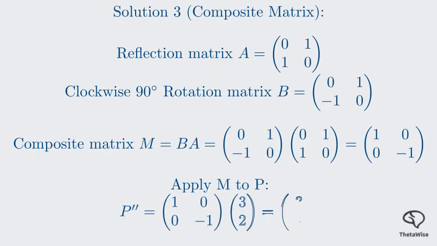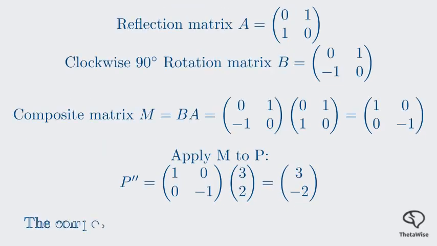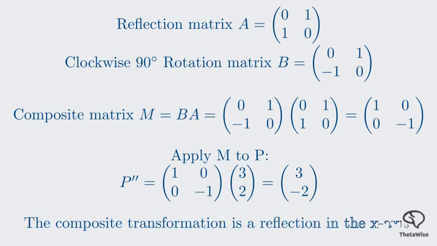The matrix M, [[1, 0], [0, -1]], is the matrix for reflection in the x-axis. So reflecting in y equals x, then rotating 90 degrees clockwise is equivalent to a single reflection in the x-axis.